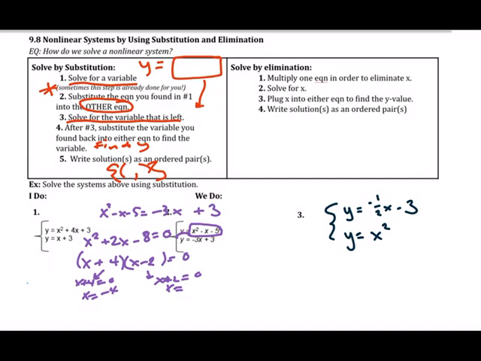x minus 2 equals 0. So if we add 2, x equals positive 2. So again, don't forget, we have only now found the x values of our solutions. To find the y values, we're going to use that.